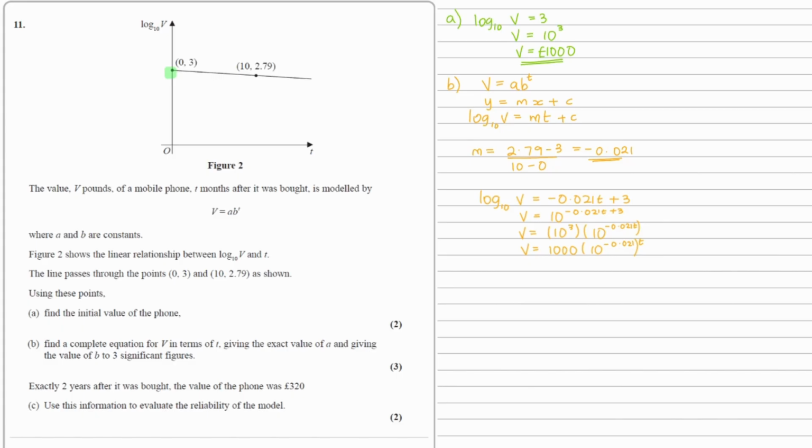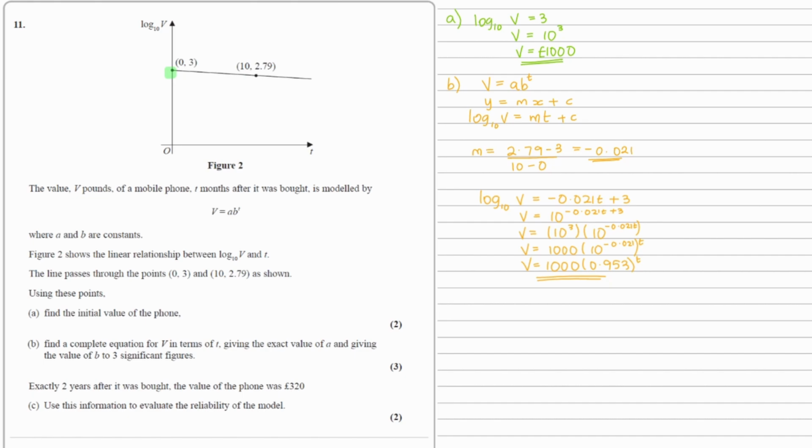The question says to give the exact value of A, so we have found that as 1,000. And the question says to give the value of B to 3 significant figures. So on the calculator, if we work out 10 to the power minus 0.021, that would give us an answer of 0.953. So we now have an equation in terms of V and t, and we have also found the values of A and B.